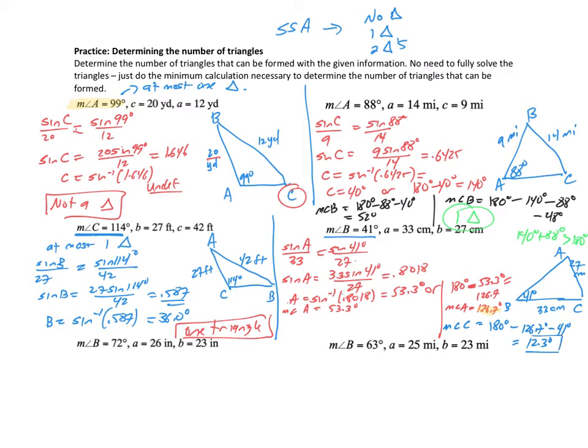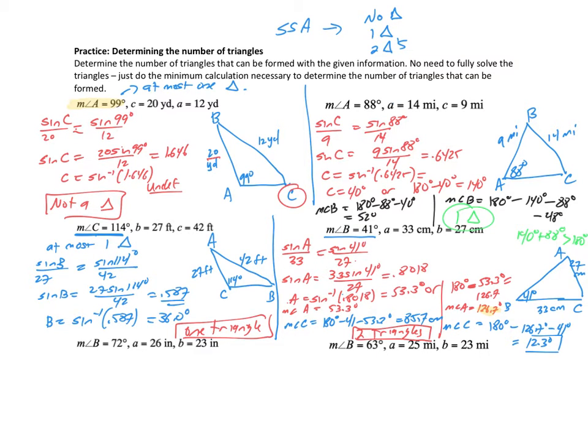So we can indeed form two triangles. We don't need to do this calculation, but I'll do it. I'll find the measure of angle C in the first case. That would be 180 minus 41 minus 53.3, which would be 85.7 degrees in this case. So here I kind of ran out of room, but we can form two triangles. So I'll squeeze that in here, two triangles.